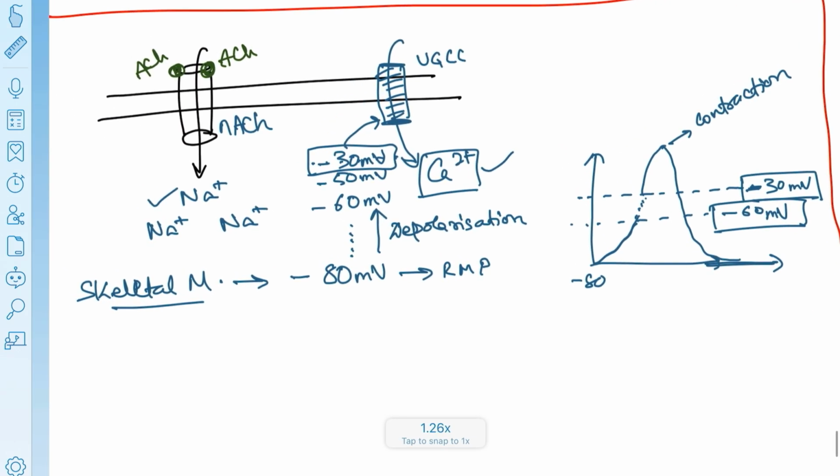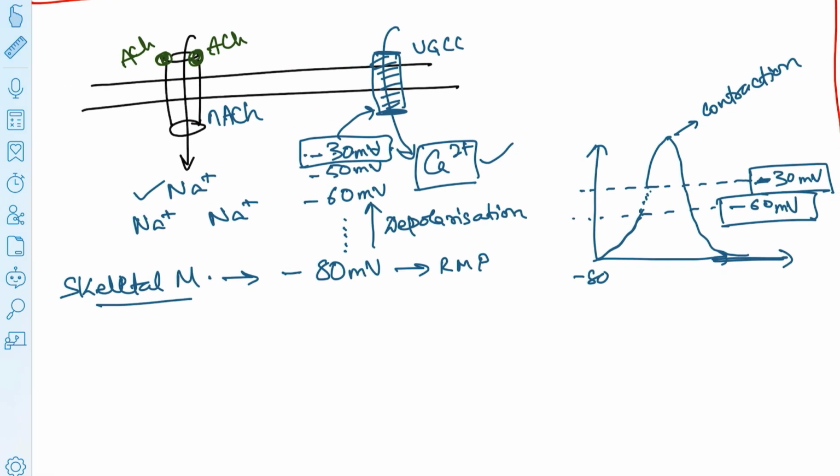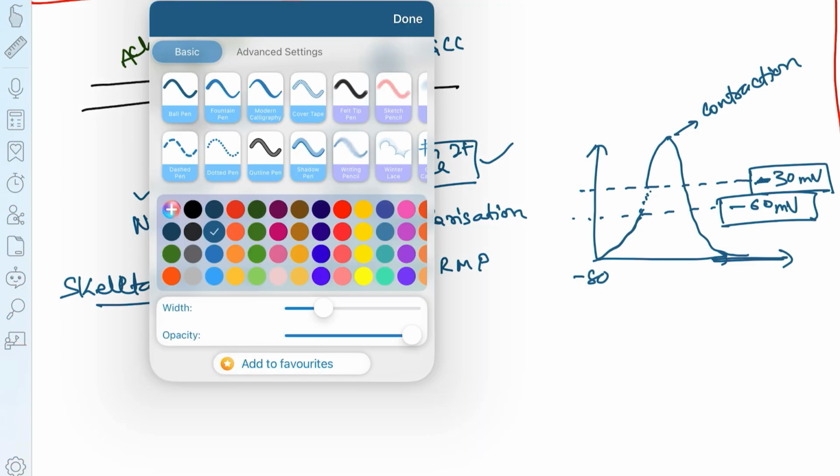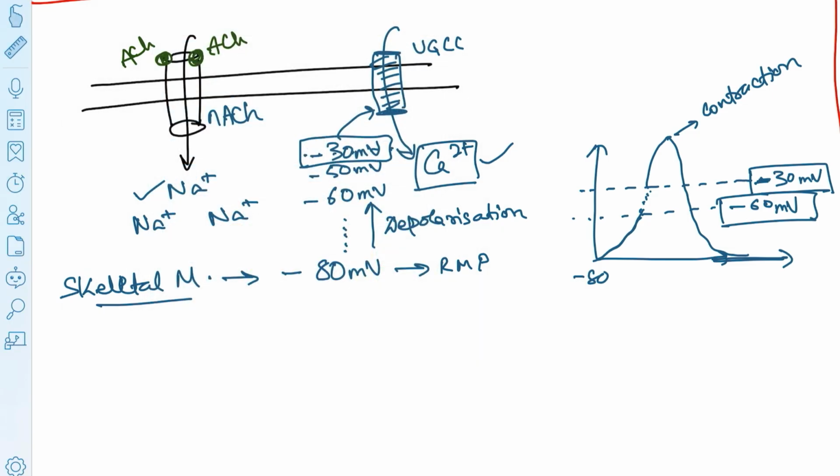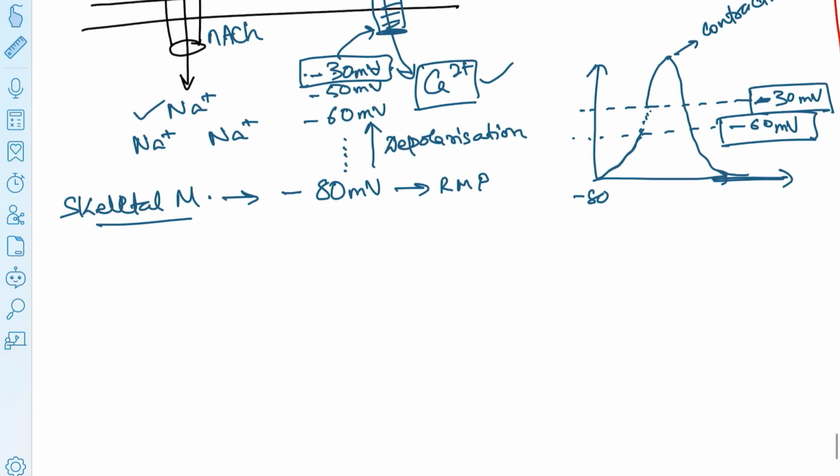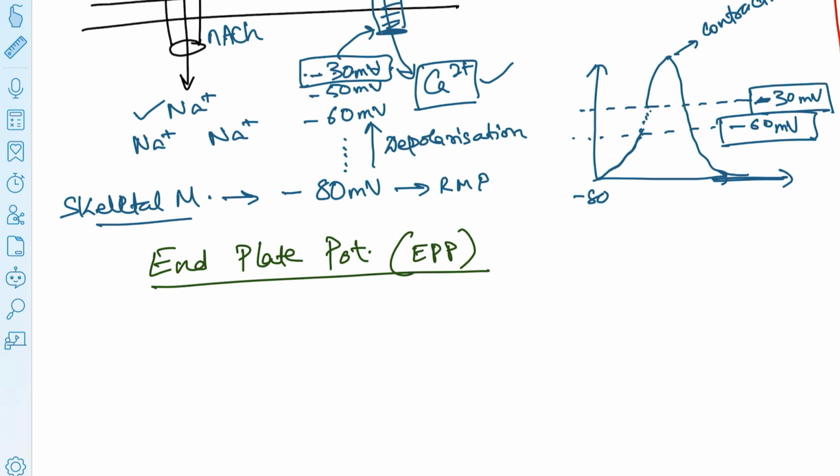So this whole phenomenon of binding of the agonist, opening of the nicotinic acetylcholine receptor to cause huge influx of sodium ion, and that sodium ion can cause increase in the membrane potential to cause depolarization, this whole process is known as end plate potential. Because this particular phenomenon usually happens in the skeletal muscle end plate, that's why this whole phenomenon is known as end plate potential, or EPP. This is a very important phenomenon that you might get questions on in your examinations. So just keep it in mind that this particular EPP takes place in the skeletal muscle.